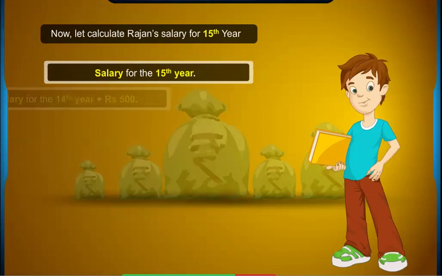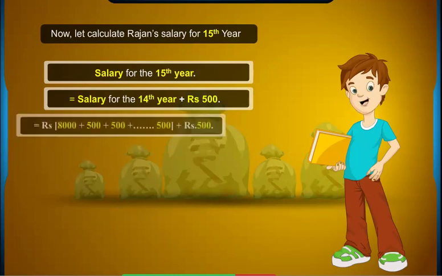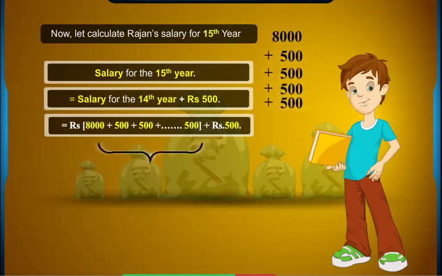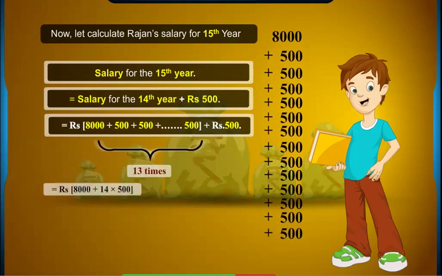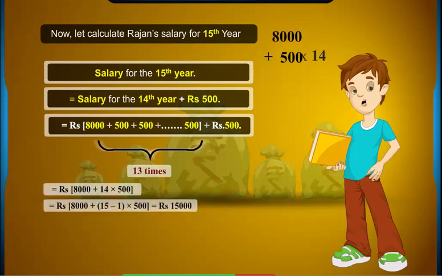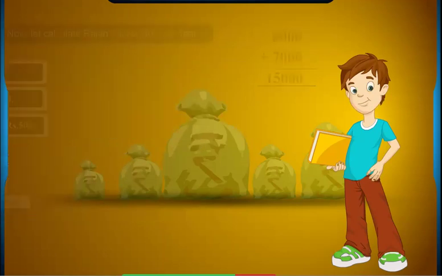Salary for the 15th year is equal to salary for the 14th year plus rupees 500 equal to rupees 8,000 plus 500 plus 500 plus 500, 14 times, equal to rupees 8,000 plus 14 into 500 equal to rupees 8,000 plus 15 minus 1 into 500 equal to rupees 15,000. That is, first salary plus 15 minus 1 into annual increment.